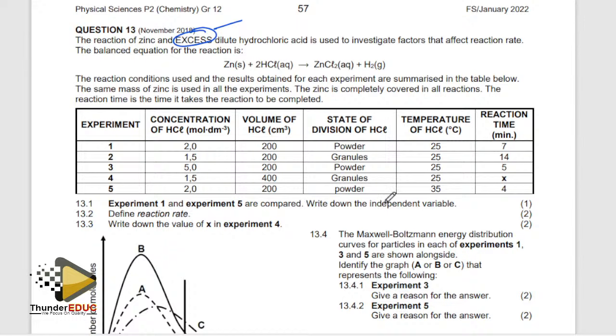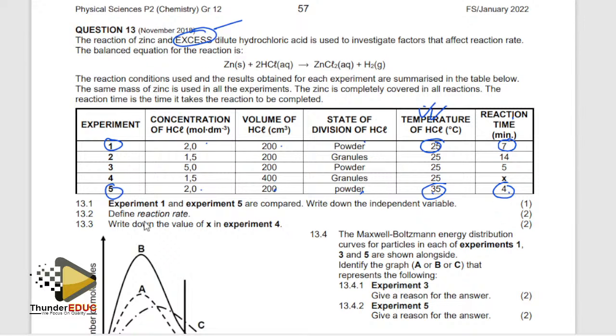In this case, what are you going to look at? What is the independent variable? They're saying experiment 1 and experiment 5. So what is different here? This is the same, this is the same, this is the same. This one is different, and then time is also different. So when I increased the temperature, the time reduced, meaning that the independent variable here is temperature. Temperature will determine the speed at which this reaction is taking place.